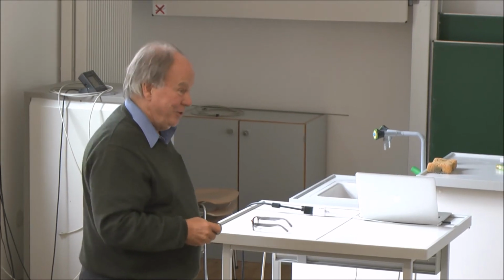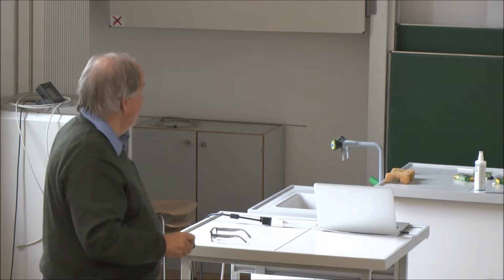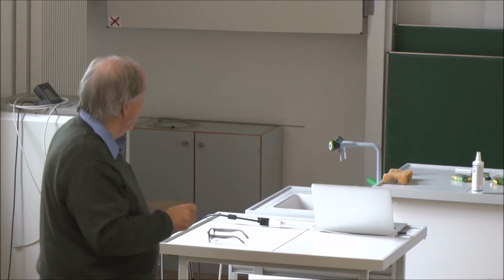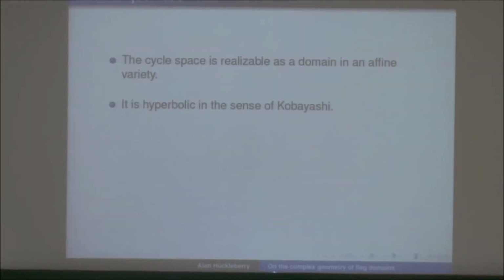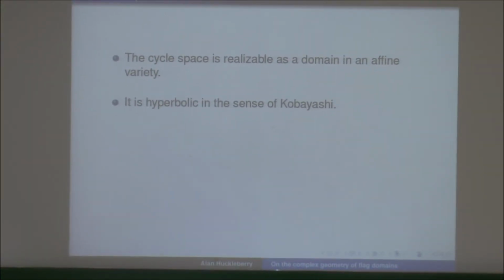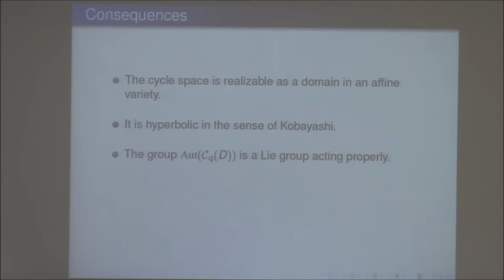There are a lot of very interesting things from this motivation. So we only know now that it's a domain and affine variety. It is hyperbolic in the sense of Kobayashi. That's what I just mentioned to you. I don't want to go into the definitions, but just think of it as having a metric of negative curvature. And this is the key consequence for us.